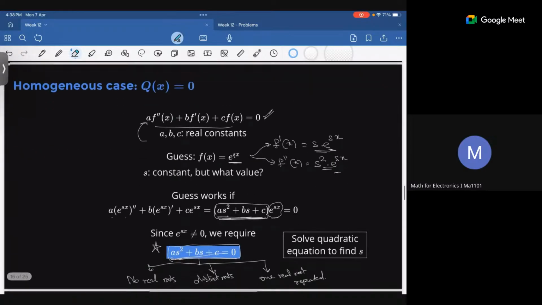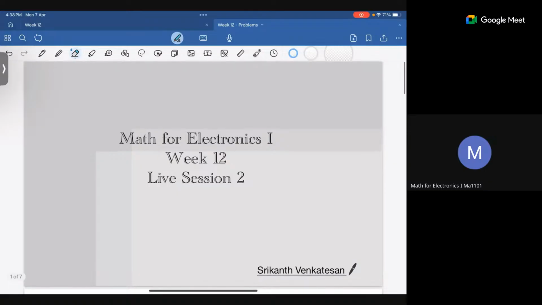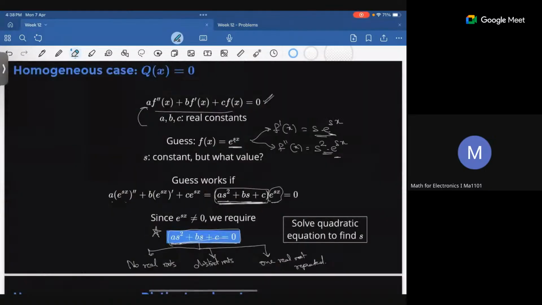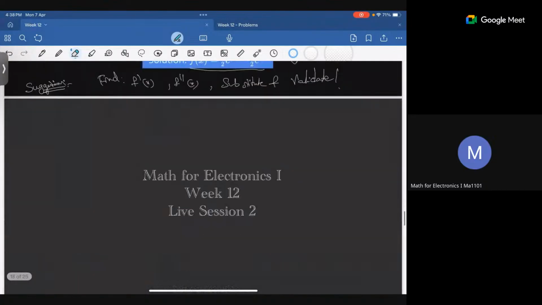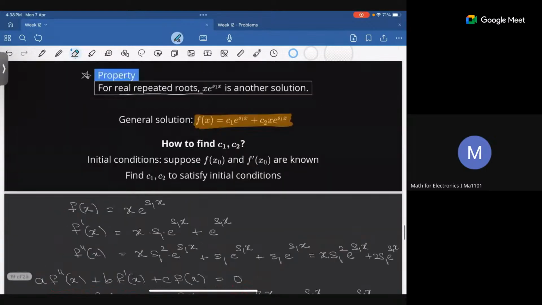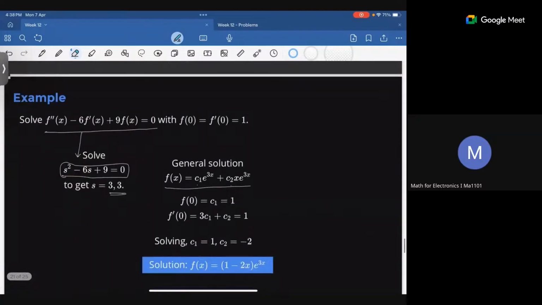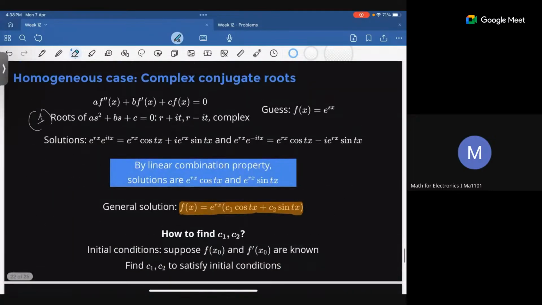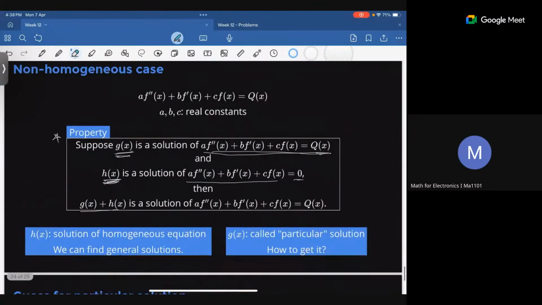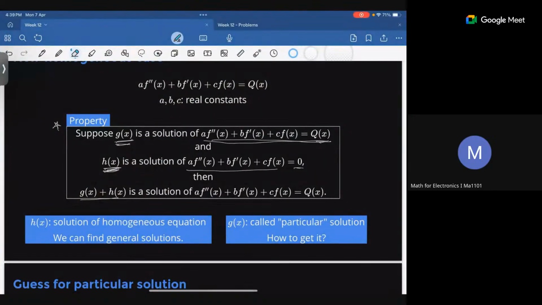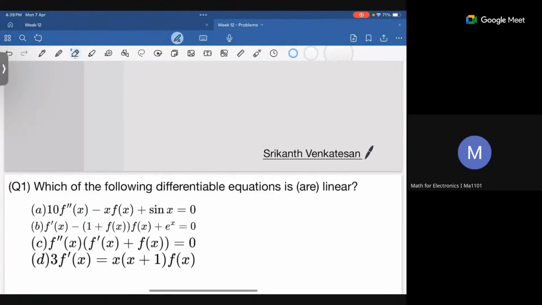All right, so let's solve a few problems. Any doubt in theory? You can let me know, or else we'll move to the problems. Today I just discussed the repeated real roots case and the complex conjugate roots case, and then the non-homogeneous case of second order linear ODE. So let's solve a few problems then.